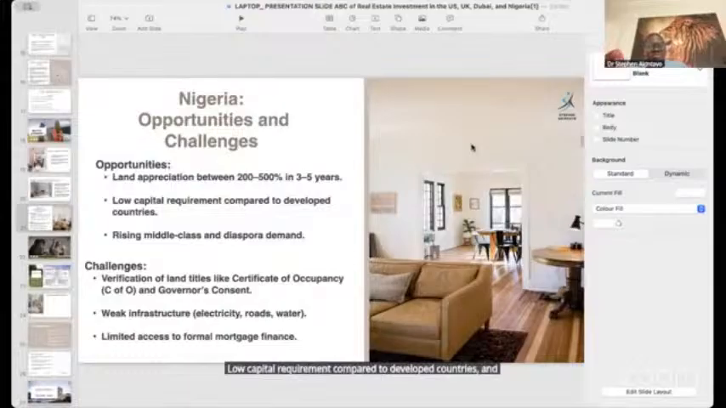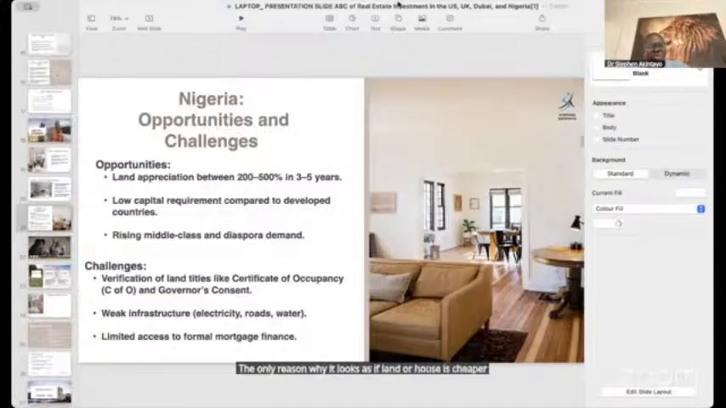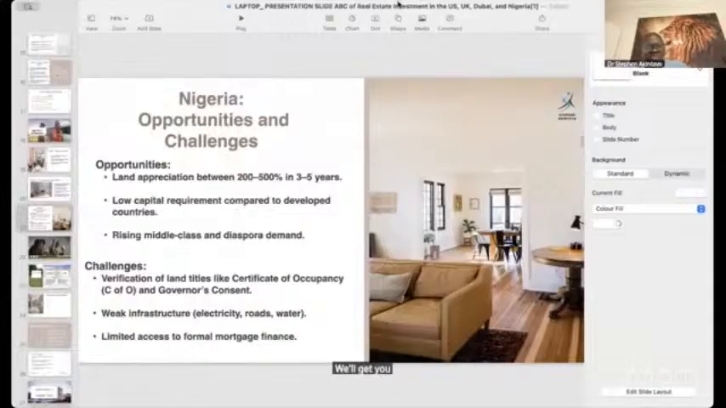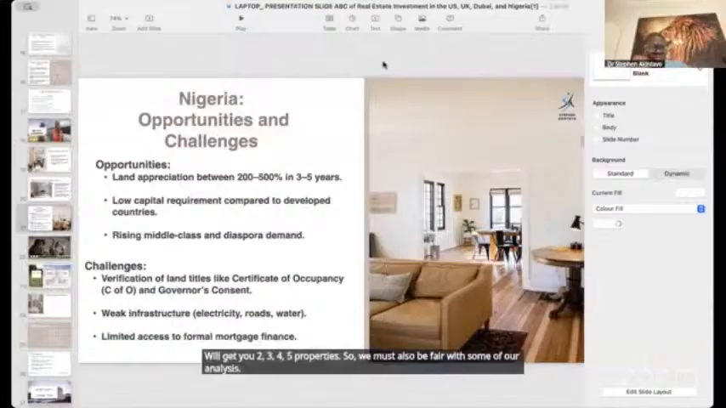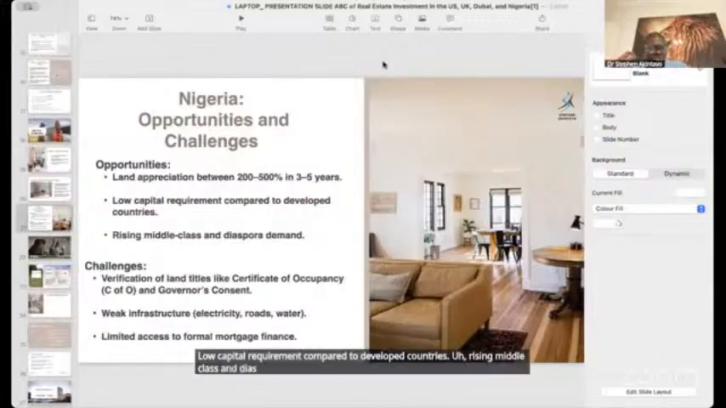And we don't always emphasize this very well. The only reason why land or a house looks cheaper in the UK or US is because you are not paying all the money. And when you look at even the 30% you are depositing, you and I know that money, when you convert it to Nigerian currency, will get you 2, 3, 4, 5 properties. So we must also be fair with some of our analysis. Rising middle class and diaspora demand. There's a huge demand by those of us in the diaspora, and I live in the US.